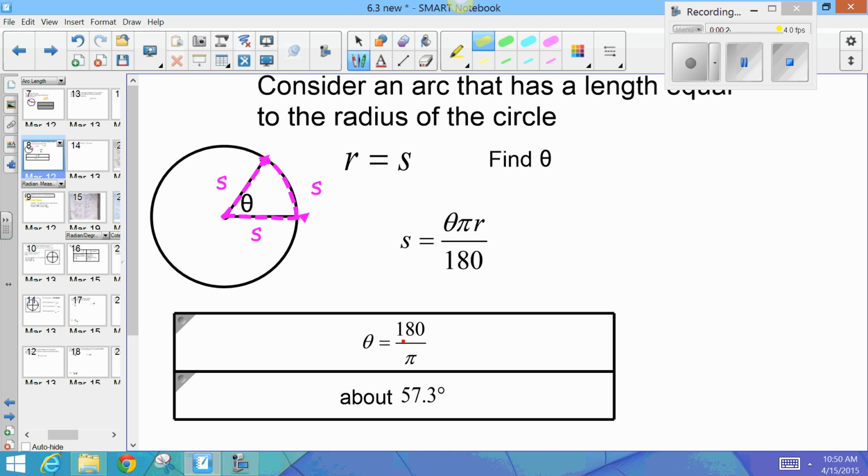So we took a look at the special case where the radius of a circle is equal to the arc length. And we found the measure of an angle given those conditions. And here is approximately the degree measure. As I said in the previous video, it is not an exact answer because it is an irrational answer. All right, now let's go back to today's work.